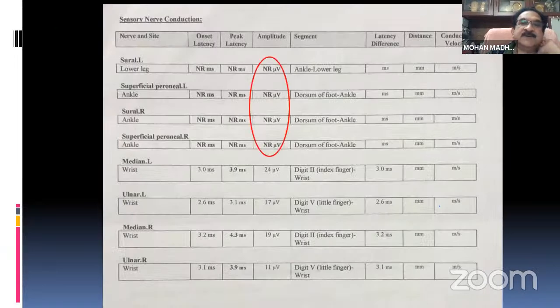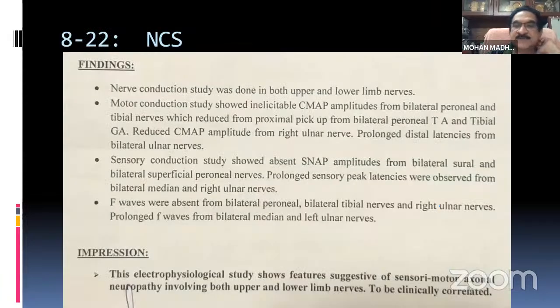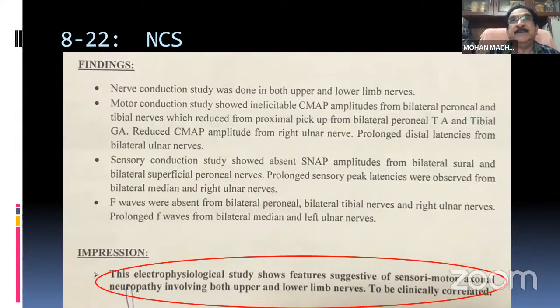The sensory potential was not picked up from the superficial peroneal and the sural, but the median and ulnar nerves were normal. So they reported the electrical studies as sensory motor axonal neuropathy, but there is some suggestion of demyelination because of the prolonged FA latency with the normal distal latency and conduction velocity, suggestive of a radicular or a proximal nerve involvement. But that is demyelination.